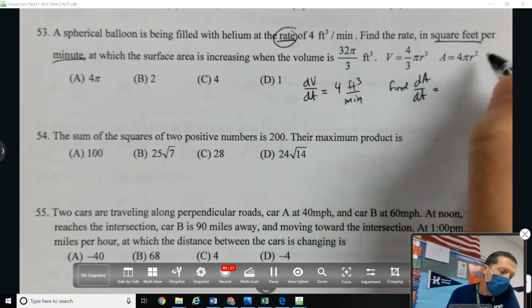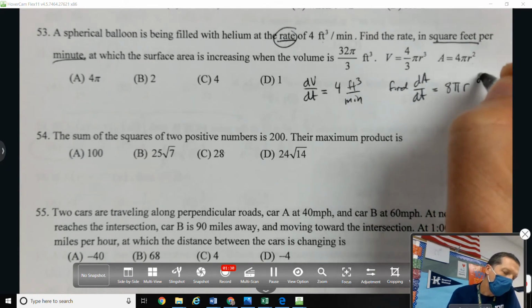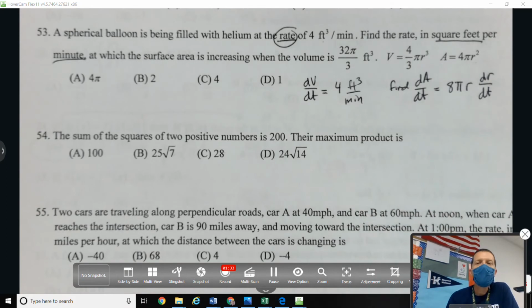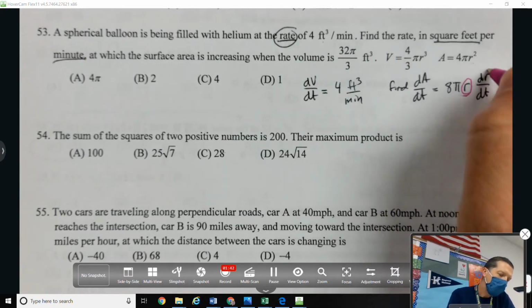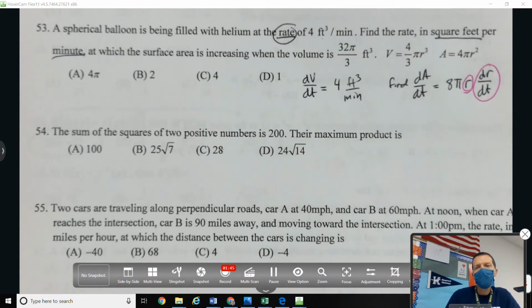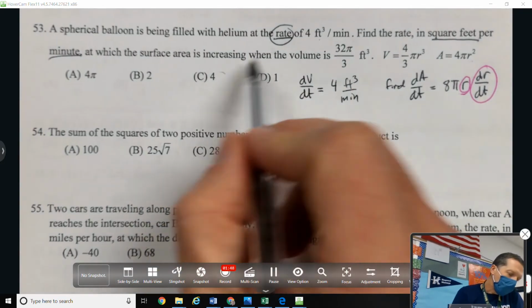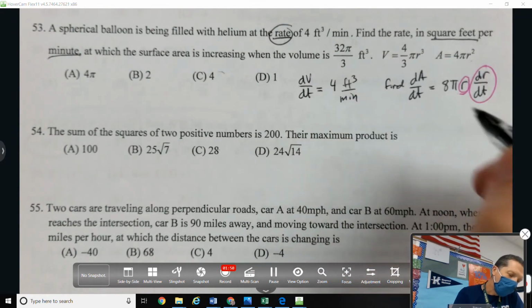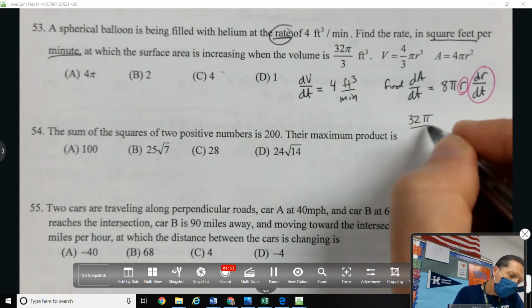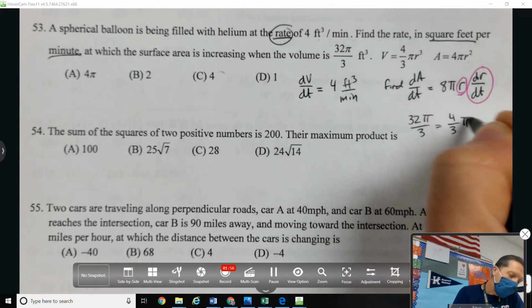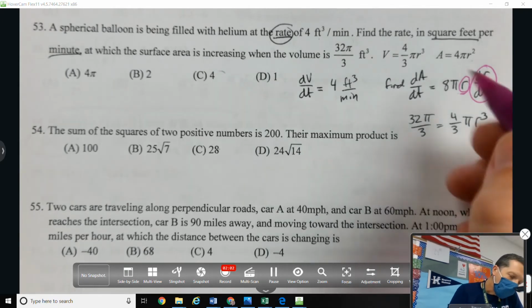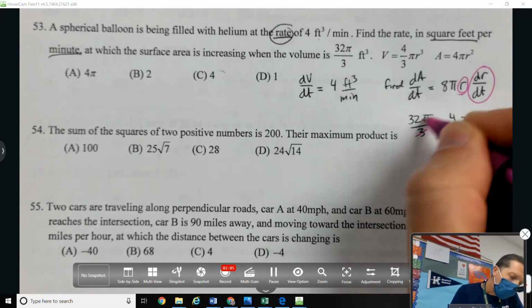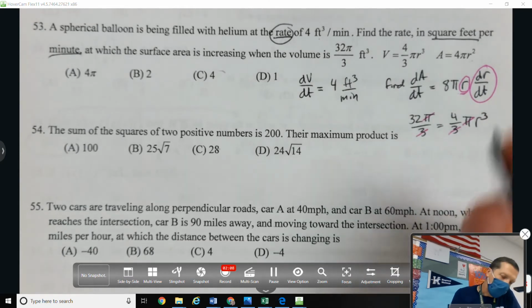So the derivative of A would be 8 pi r dr/dt. So I need to find r, and I need to find dr/dt. Once I get those two things, then I'll be good. It says when the volume is 32 pi over 3. So that'll help me find r, using the volume equation. Let's see, the 3's would cancel, the pi's would cancel. Divide by 4, we get 8.